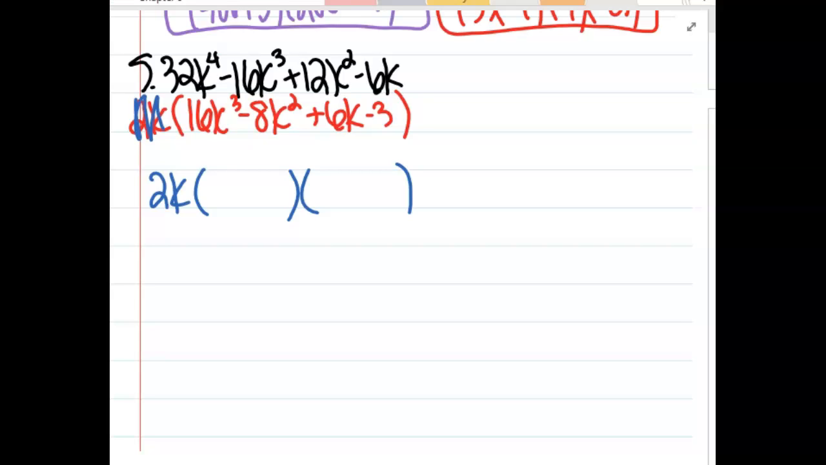Because now what I have to do is go back and look at these 4 terms. 4 terms, so we're going to do grouping. I'm going to group the first 2 terms, and I'm going to group the last 2 terms. If you have that 2k there and keep carrying it down, it's just going to get in the way. Now this is the exact same thing we just did. 16k cubed and 8k squared. What do they have in common?